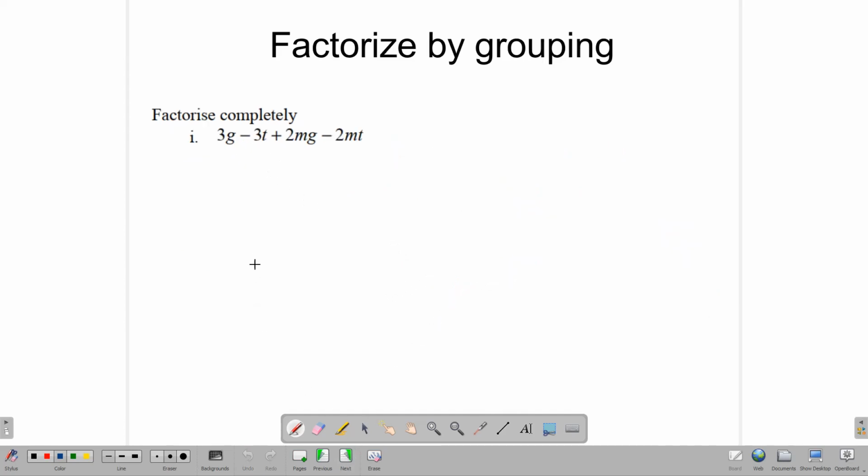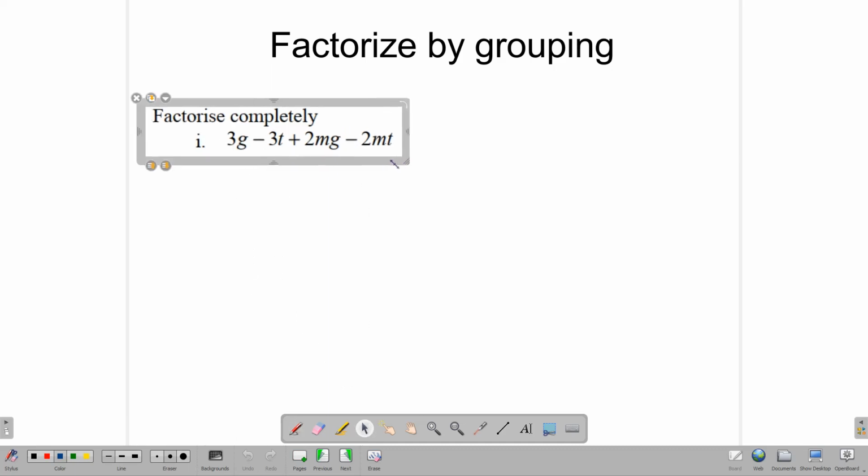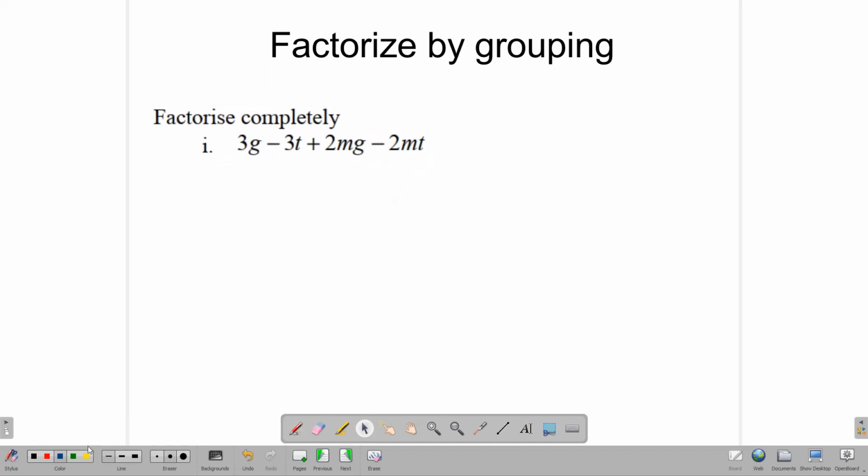Let's look at another example. Here we have 3g minus 3t plus 2mg minus 2mt. Let's make that a little bigger. All right. Now, notice that we can keep these two together. And we can also keep these two together. These two have 3 in common. And these two have 2m in common. So we can simply start by writing down our 3 here. And we're going to divide these two terms in the bracket by our 3. So 3g divided by 3 gives us g. And minus 3t divided by 3 gives us t.